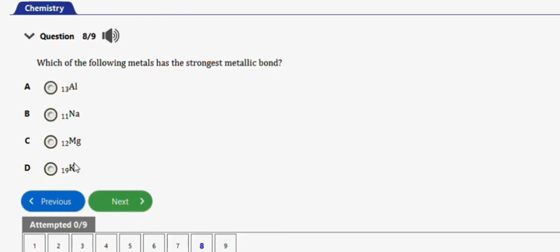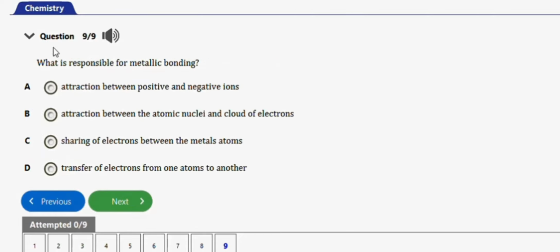The last question before I end this video is this one. It says what is responsible for metallic bonding? I think I already answered this question. It will be attraction between the atomic nuclei and cloud of electrons. Okay, so this is responsible as well.